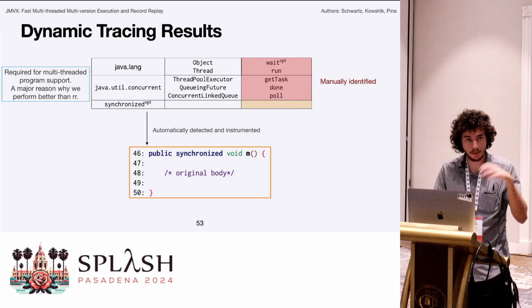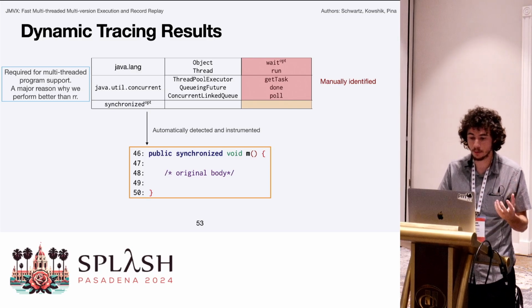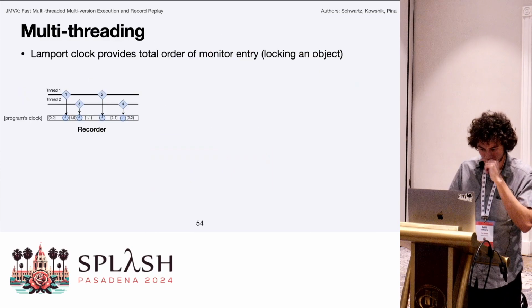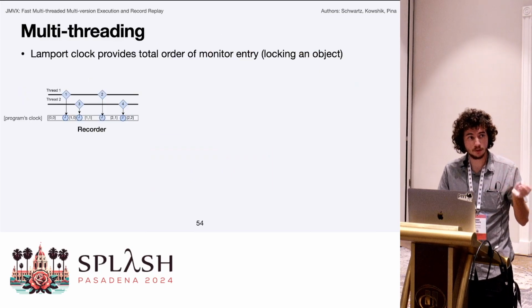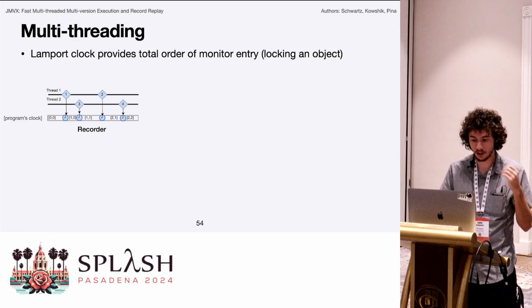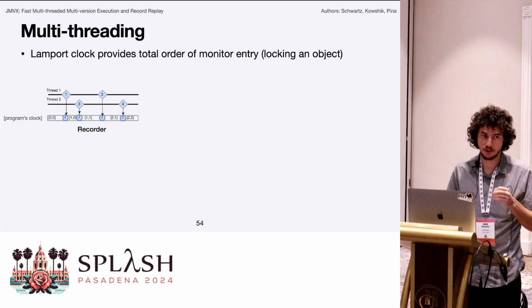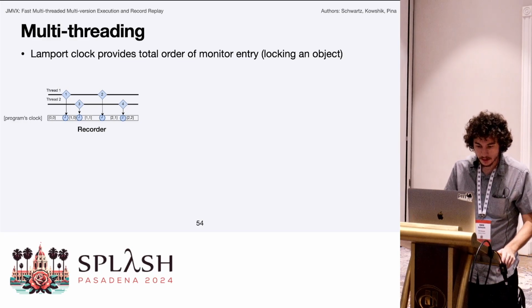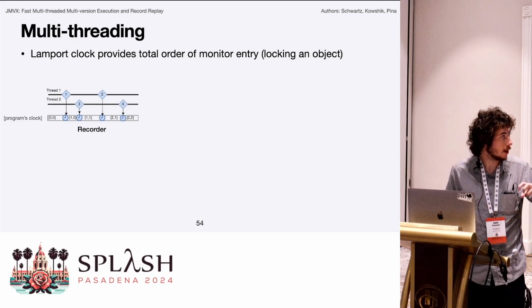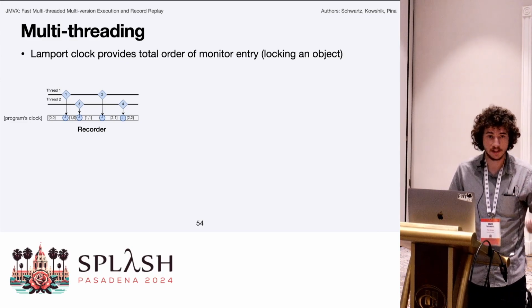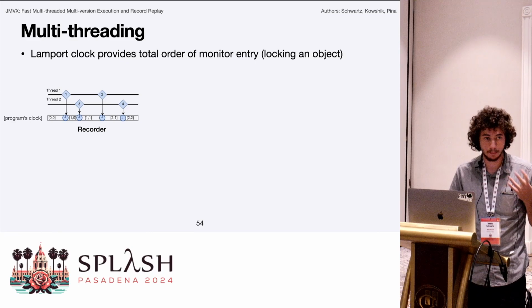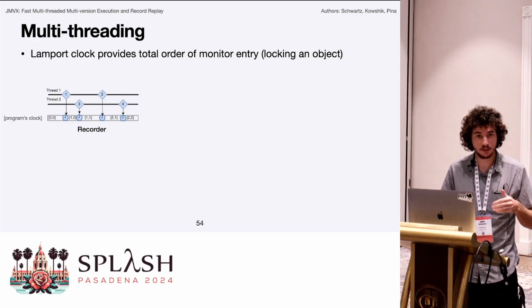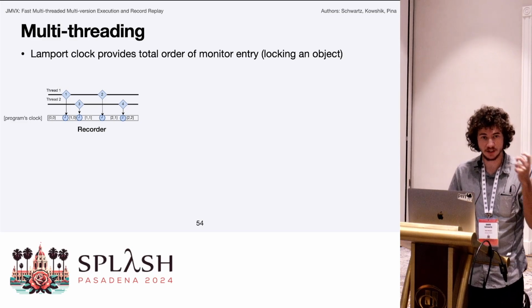So before talking about how the bytecode for that is instrumented, I'll talk about how we enforce the concurrency decisions. So with multi-threading, the ordering of events is handled by using a Lamport clock to provide a total ordering of monitor entry. And what this means is it's whenever an object is locked in Java. So here we have a diagram of a program that's running. It's got 2 threads. There are 4 events that occur that need to grab a lock. And every time one of these events occurs, it modifies a global clock and logs a copy of it.